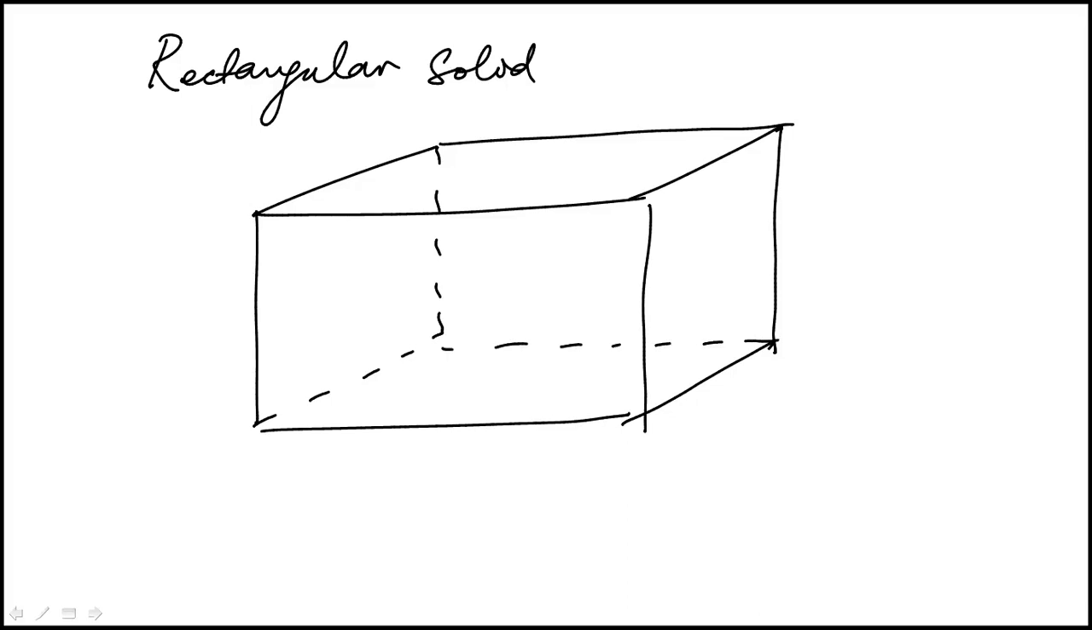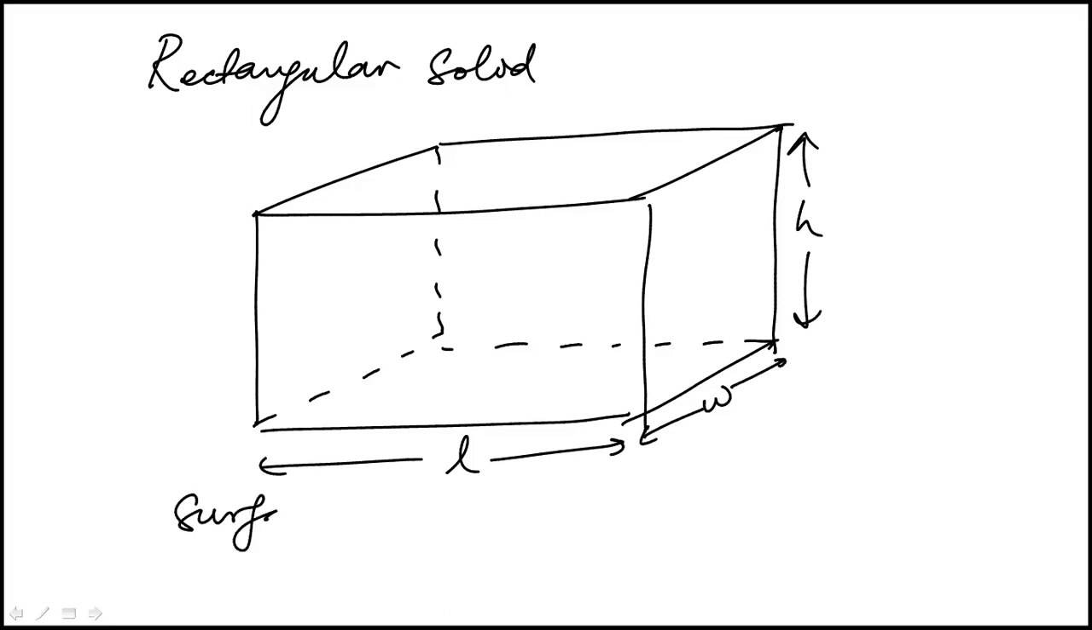Here, for the surface area, let's call the dimensions length, width, and height. It's really arbitrary which sides are called length, width, and height. For the surface area, this face is a rectangle with dimensions of length L and H, so it would be L times H, and we have an opposite face that has the same dimensions, so 2LH.